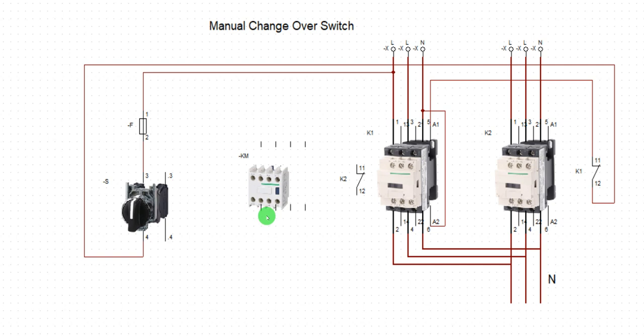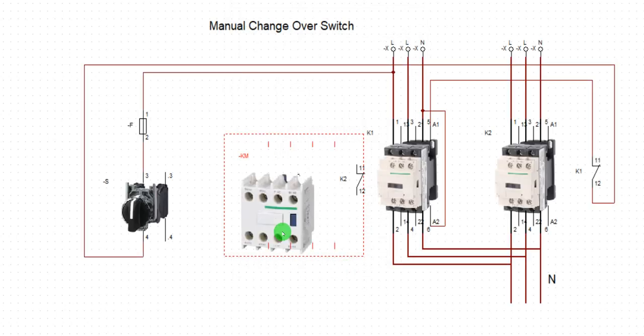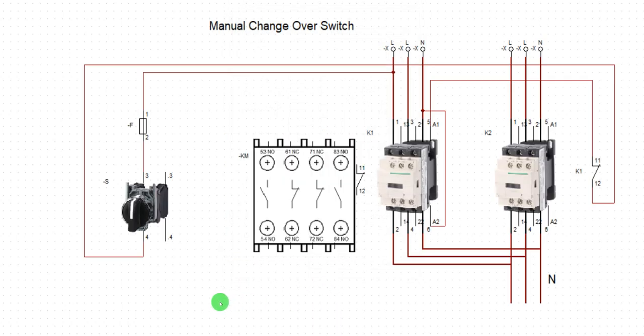Divide this into 2. Let me show you the symbol. Look at the symbol. Now this symbol contains NO NC, NO NC. This one contains 2 NC and 2 NO. We also have one that is half of it like this. This one will be NO NC only. So buy that, half of this.